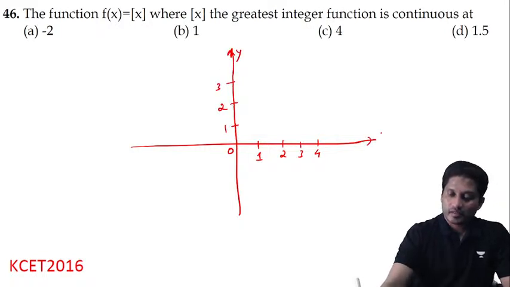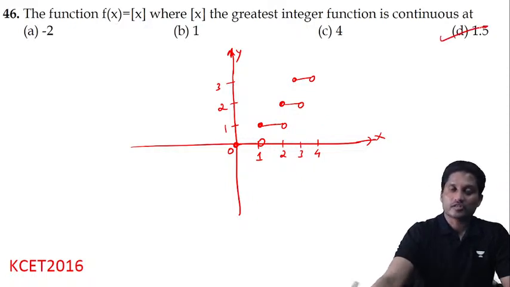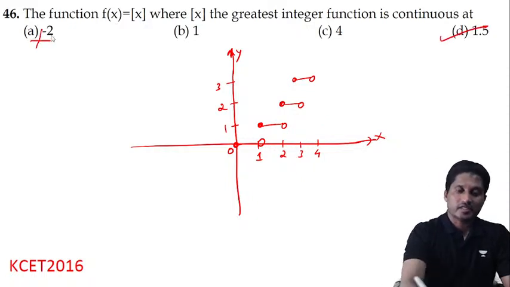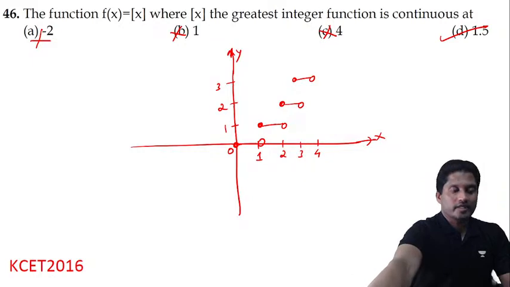The output will be 1 if I include 1 and include 0, exclude 1... sorry, include 1, exclude 2 gives output 1. Then include 2, exclude 3, and include 3, exclude 4. This is a step function. So it is continuous only at non-integers, and discontinuous at integers. Answer is option D.